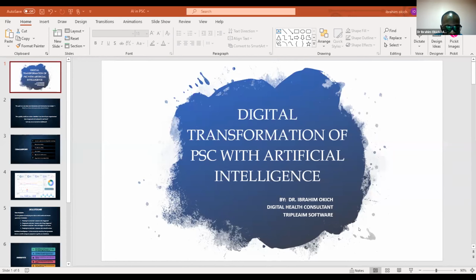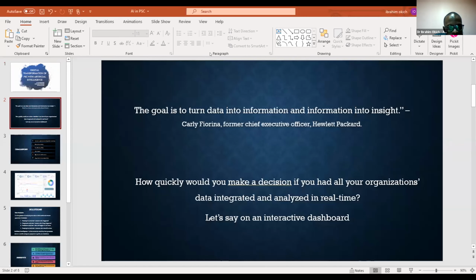So the objective of this presentation is to explore the potential of artificial intelligence in the pharma supply chain and in managing risk effectively. There are a few quotes here that I'd like to share. The goal is to turn data into information and information into insight. Yes, we have all the data. We have a lot of data in our systems, as has been expressed by my previous colleagues from MEDS. We need to take advantage of that data.